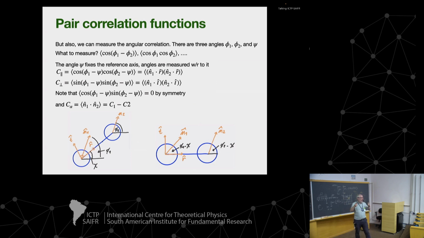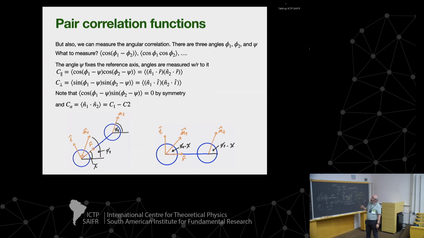So we can see if the directors are correlated or not. The problem here is that we have three angles playing around: the two angles of the two directors, and psi, the angle of the relative vector that joins the two centers. Everything is measured with respect to x. So you have this angle phi 1, this angle phi 2, and also the angle that joins the two centers.